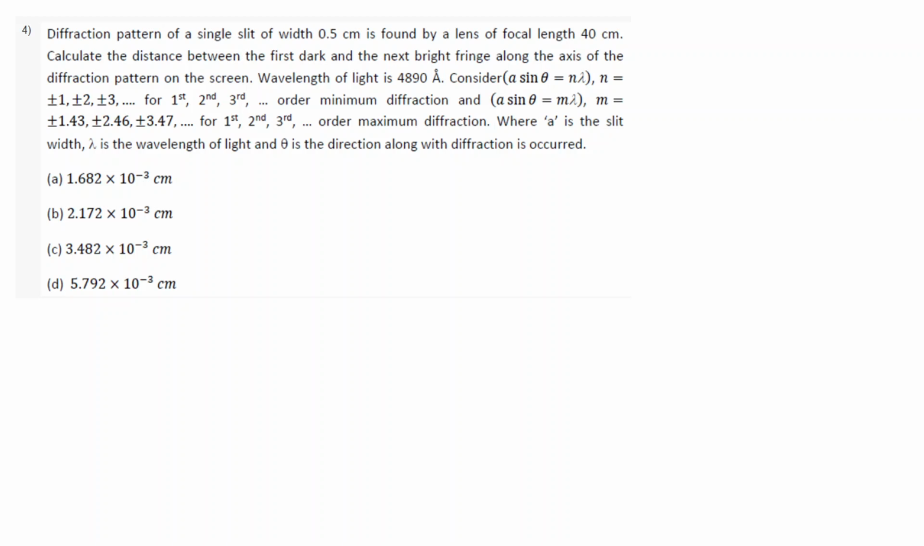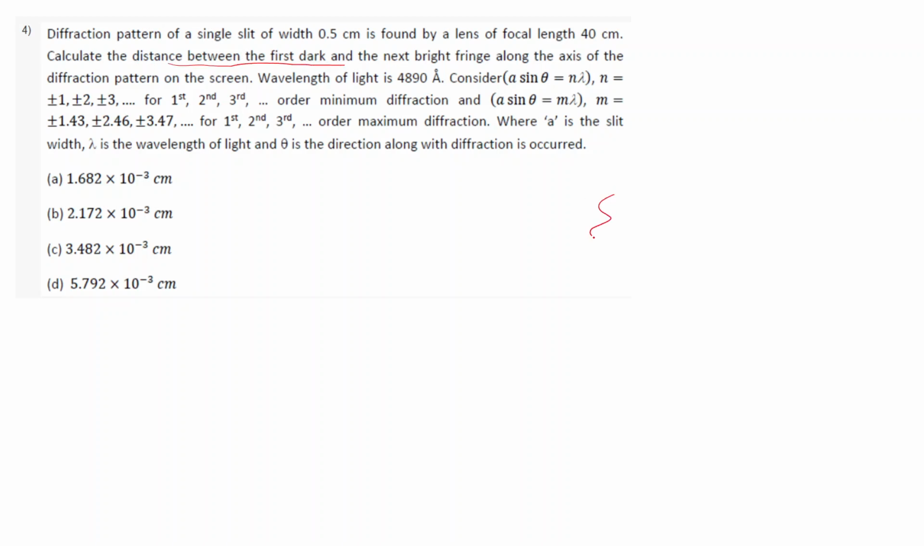So here the question says, we have a diffraction pattern of a single slit of width 0.5 centimeter formed by a lens of focal length 40 centimeter. That means it's the distance between the source and the screen. Calculate the distance between the first dark and the next bright fringe.